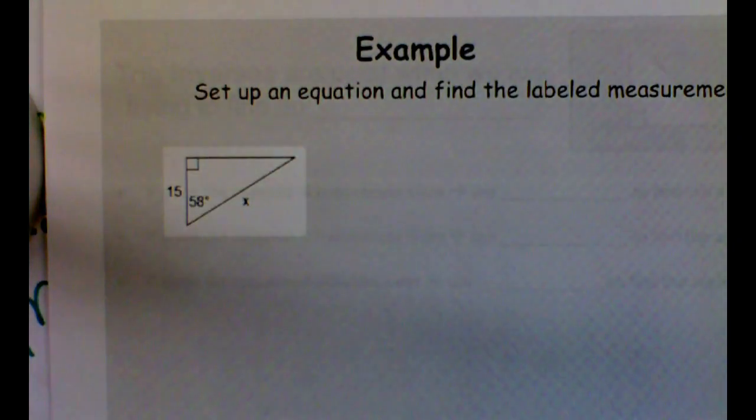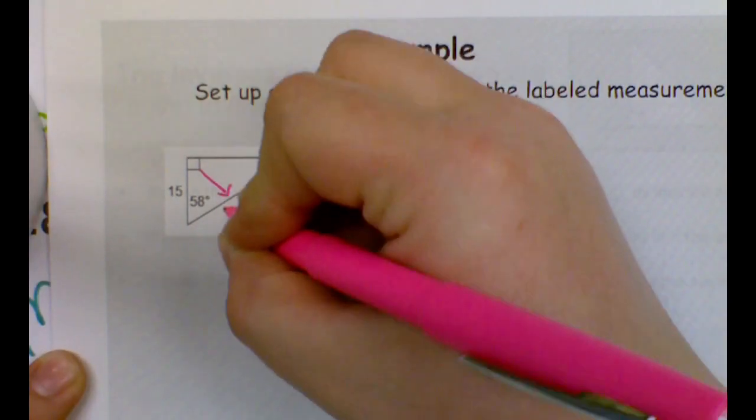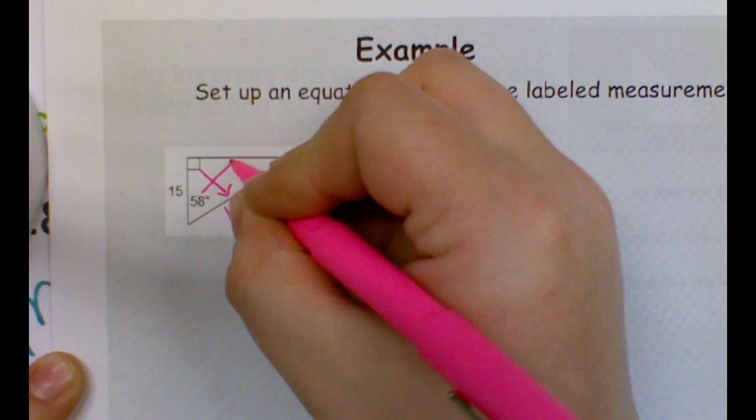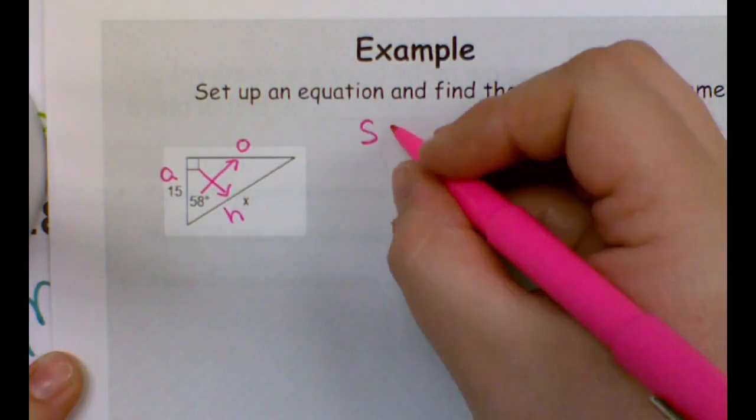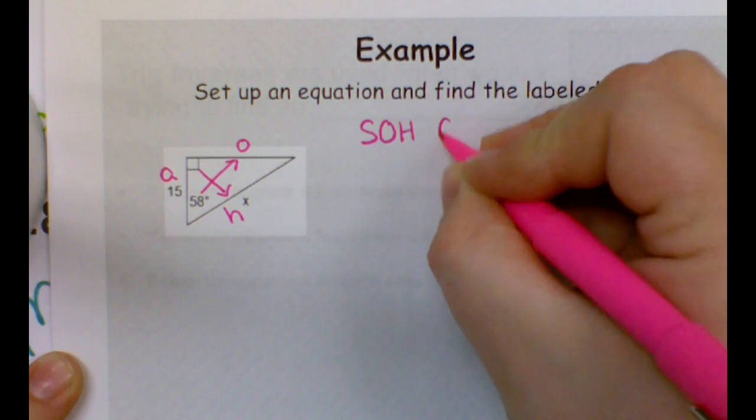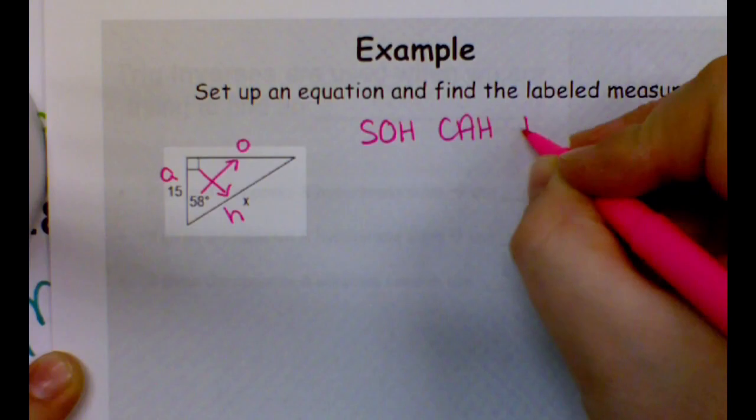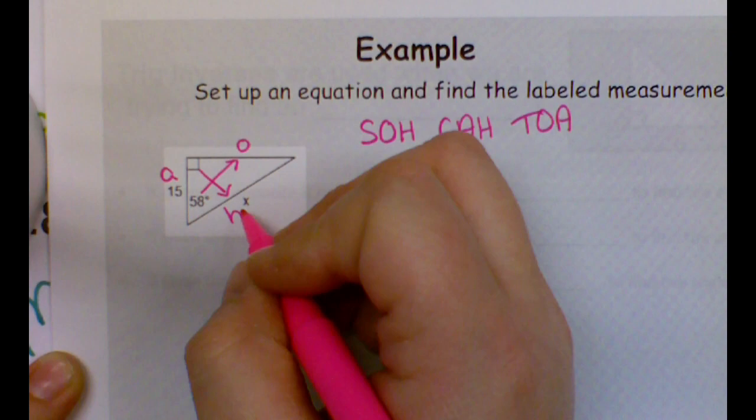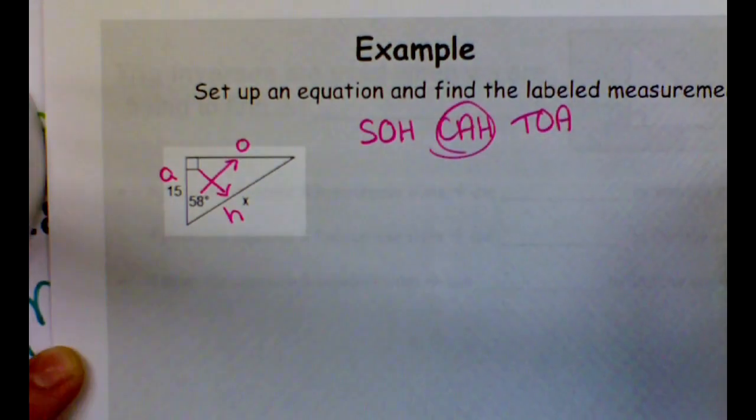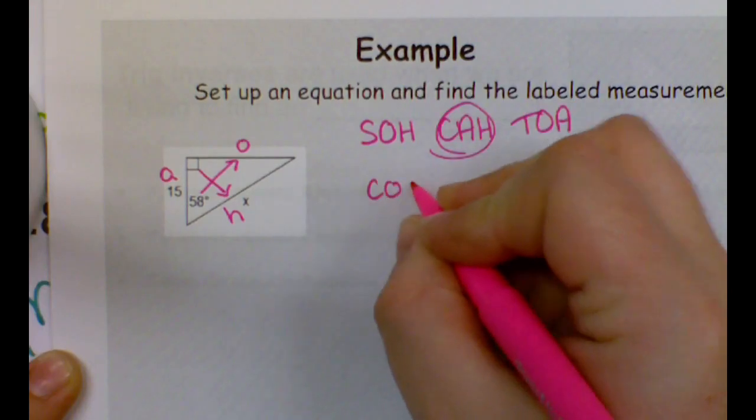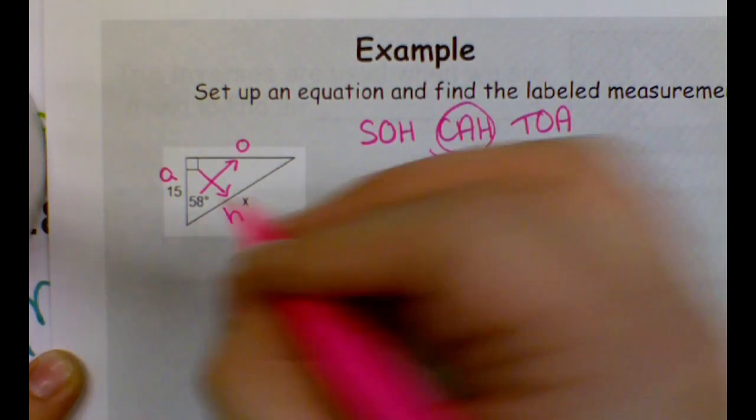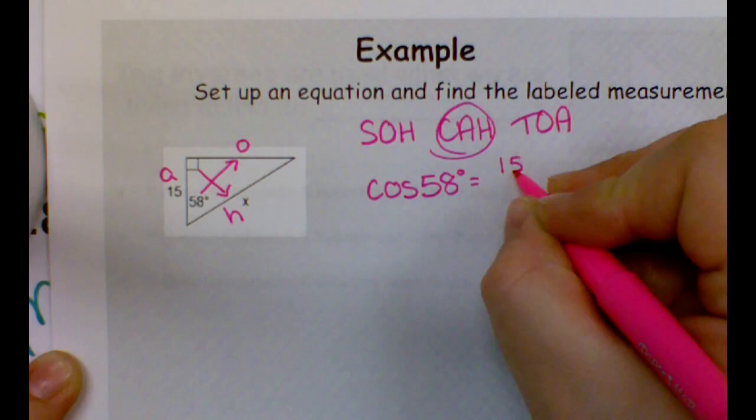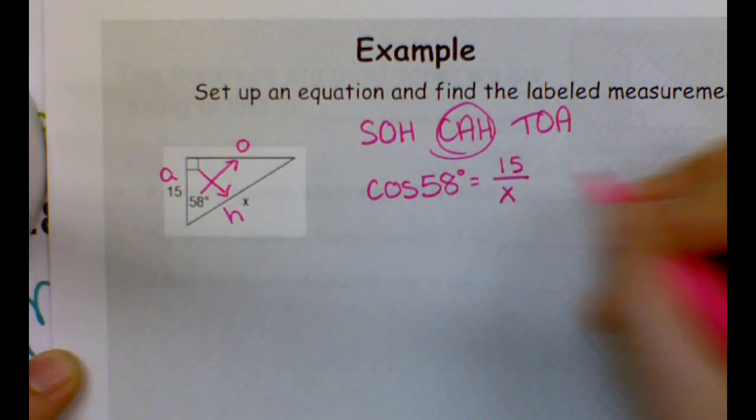All right, for this one, start by labeling my sides. Across from the right angle is my hypotenuse. Across from my labeled angle is my opposite. And third side is my adjacent. If I look at SOHCAHTOA, I have labels by the adjacent and the hypotenuse, which tells me cosine. So cosine of my angle, 58 degrees, equals adjacent, which is 15, over hypotenuse, which is x.